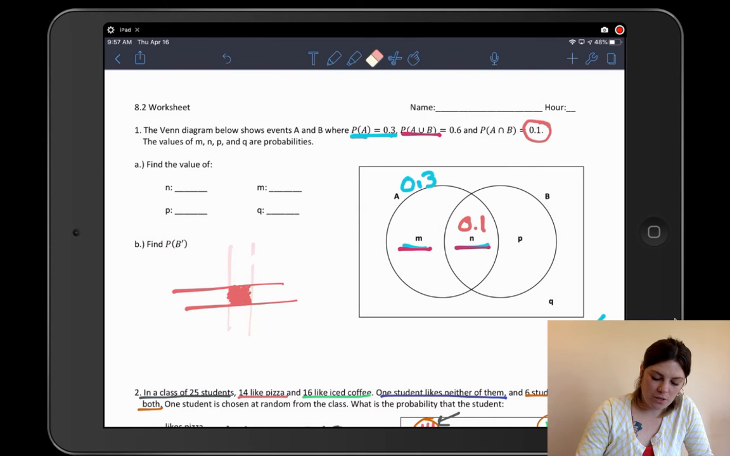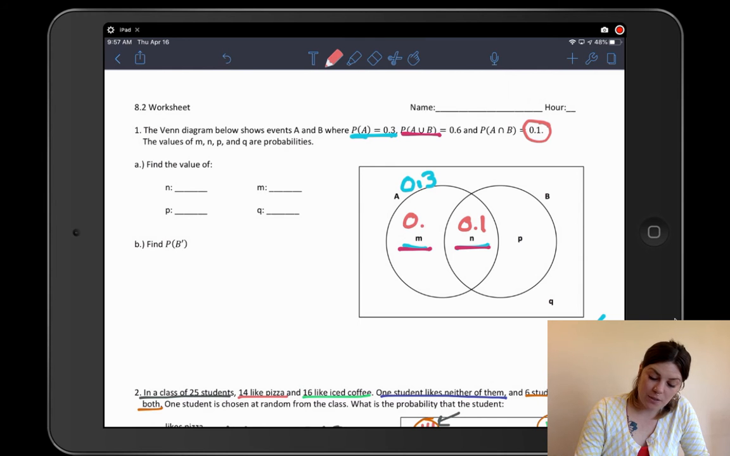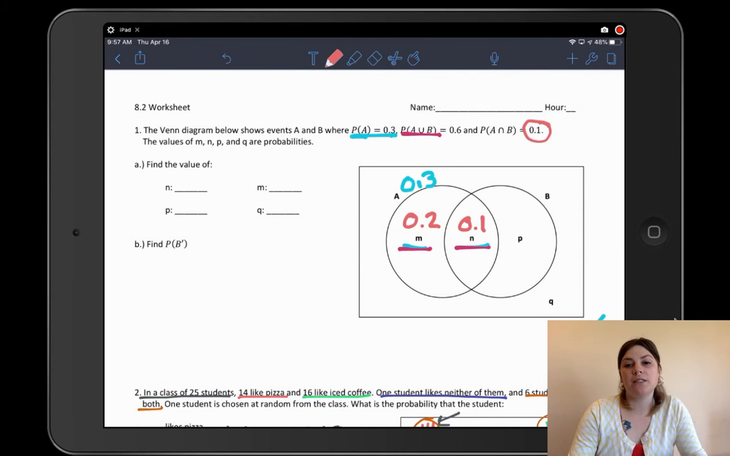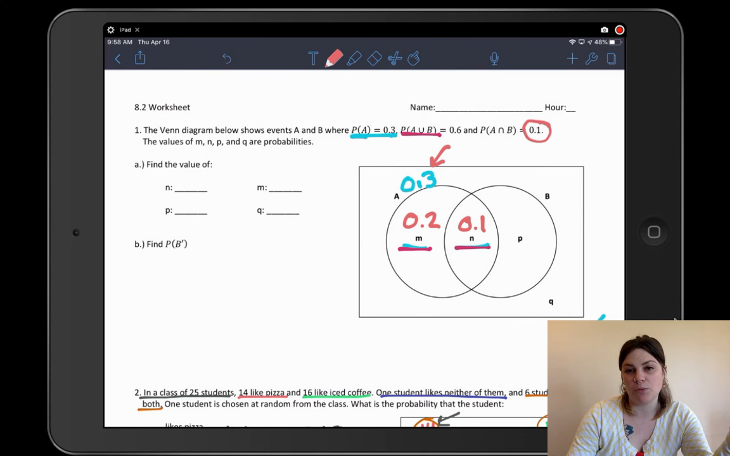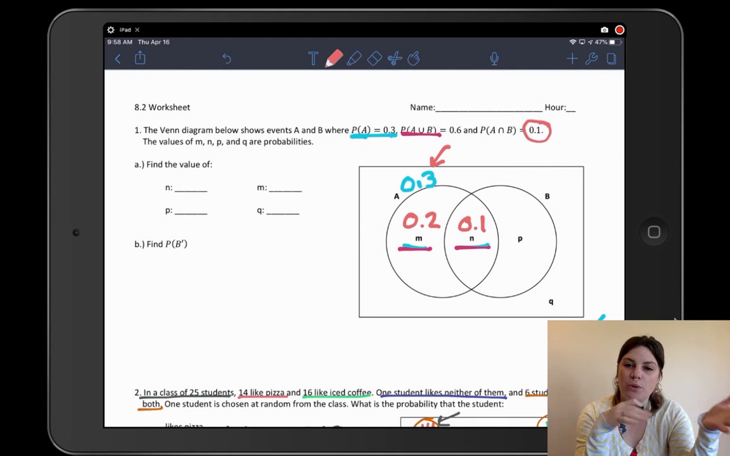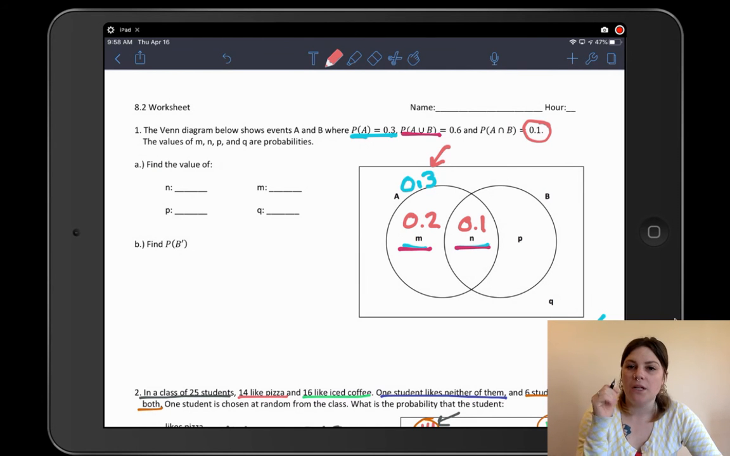All right, so the way that I am able to know that this is a 0.2 here is because both parts need to add up to 0.3, right? Everything in A adds up to 0.3. Well, if we know the middle is 0.1, then it must be 0.2 because 0.2 and 0.1 add up to 0.3. All right, so that was the main question that the student was asking, but I'll go through the rest of this question. I got no problem doing that for you.